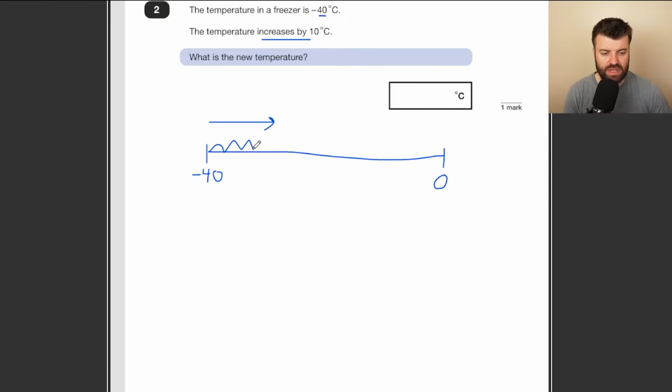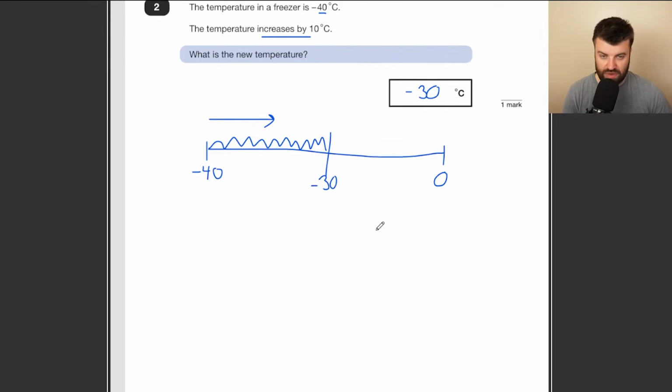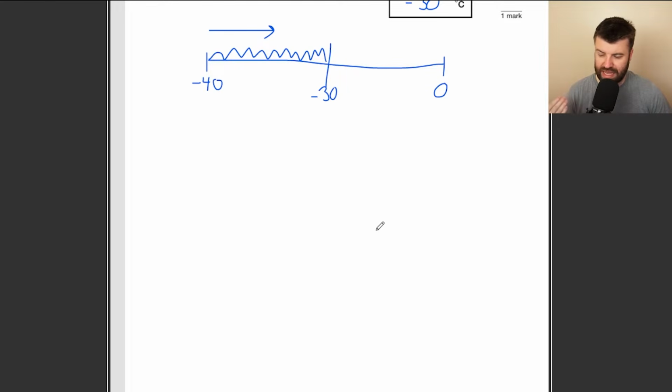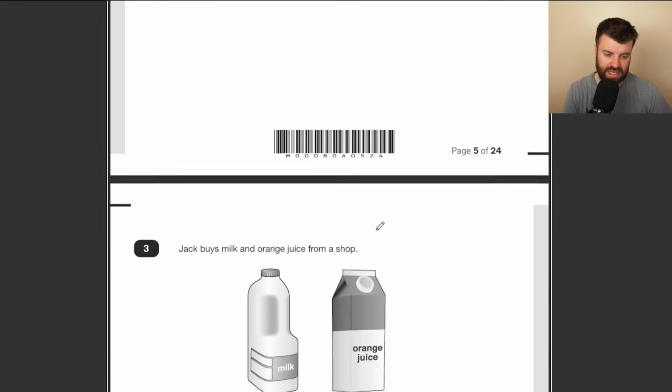So 10 jumps up, 4, 5, 6, 7, 8, 9, 10. This is not to scale, but it would actually be negative 30. So we'll put negative 30 in there. Don't be tricked. When it's in negative numbers, if we're getting bigger, the actual number we see seems to be getting smaller, but it's not. We know it's increasing in temperature.